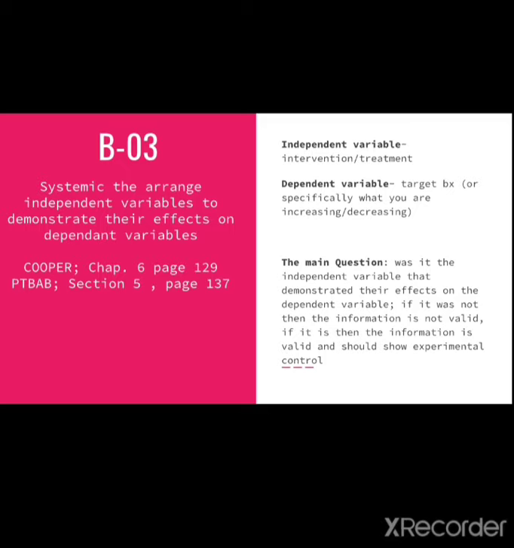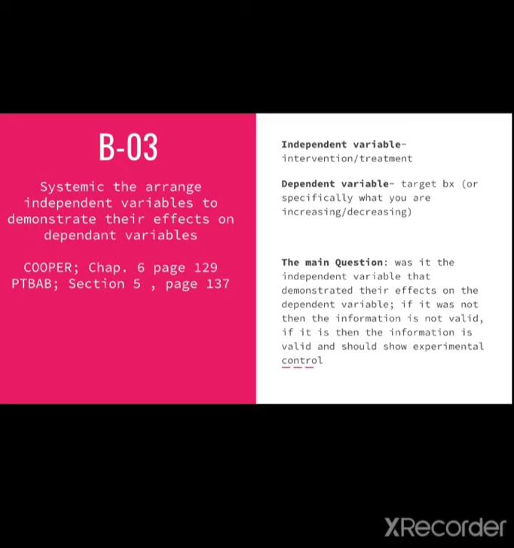The main question is, what is the independent variable that demonstrates its effects on the dependent variable? So think about, was it the independent variable that made the changes so that the behavior increased, decreased, or was placed on extinction? Look back at the scenario with using DRA, differential reinforcement of alternative behavior. We're teaching an individual how to speak appropriately so they can gain attention in an appropriate way rather than yelling out in the classroom. Okay?